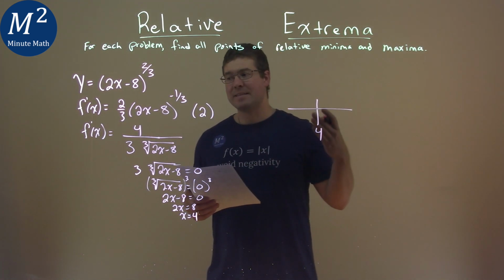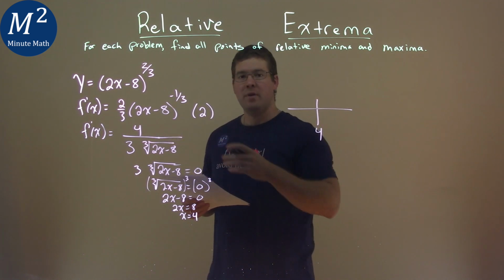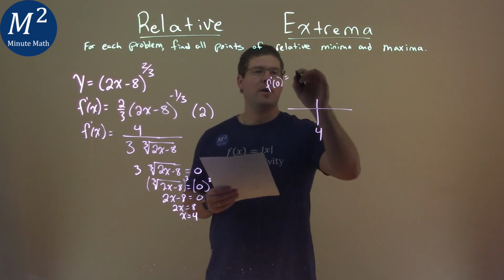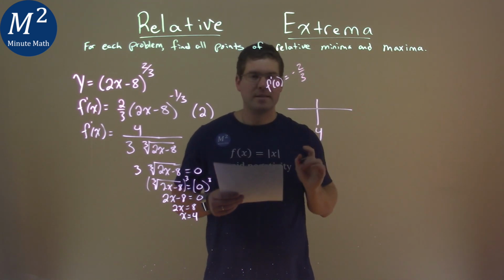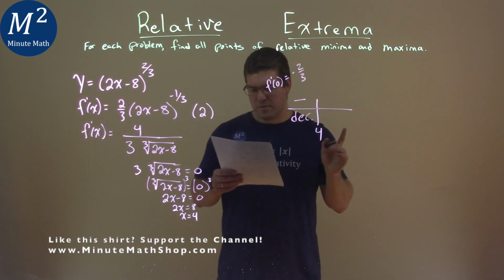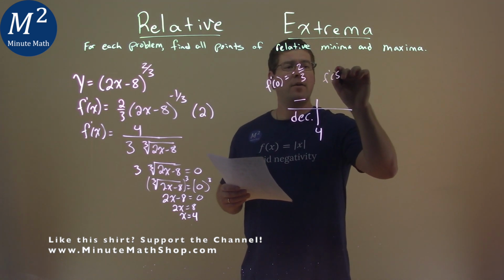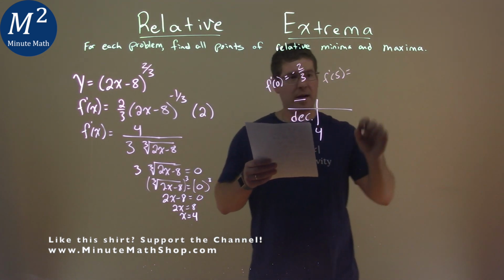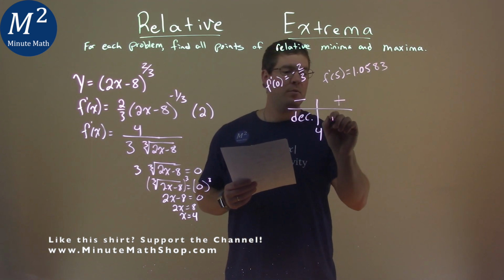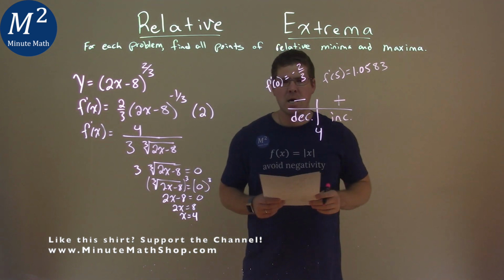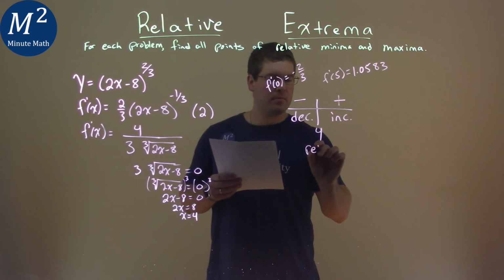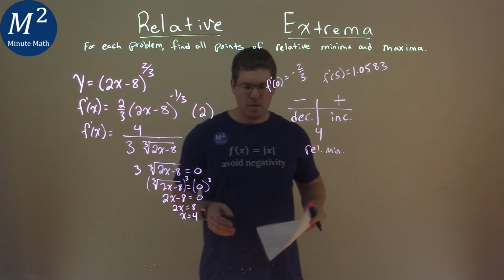And so we have to pick a value that's less than 4 and plug it into our derivative and see what comes out. I picked 0 because I always like using 0, and f prime of 0 came out to be a negative 2/3. I just care that it's negative and we're decreasing on that interval. Now a value that's larger than 4, I picked 5, so f prime of 5 here. Plugged 5 into my derivative and I got 1.0583. I just care that it's positive, and so we're increasing there. So if we're decreasing and then we're increasing, we have a relative minimum going on there.